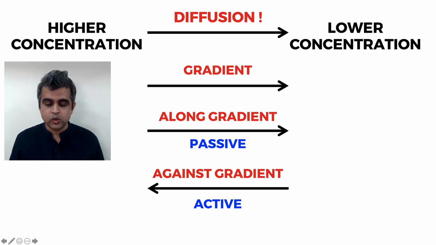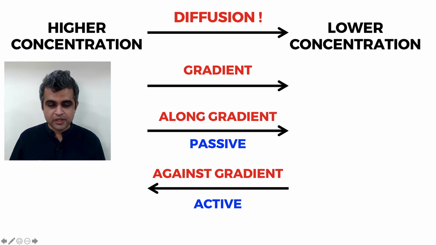This, dear students, should be crystal clear in your mind. So I want you to pause this video right now, take a screenshot of this and remember this. Please write it in your notebook and remember it for future reference. That things always go from higher to lower. The process by which the molecules move from higher concentration to lower concentration is called diffusion. The direction of diffusion is called gradient. Whenever things go along the gradient, it is called passive. Whenever things go against the gradient, it is going to be called active.